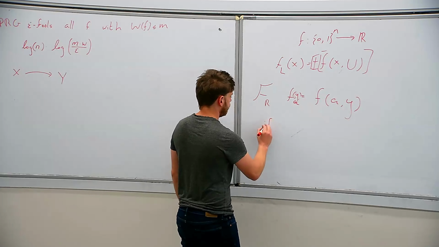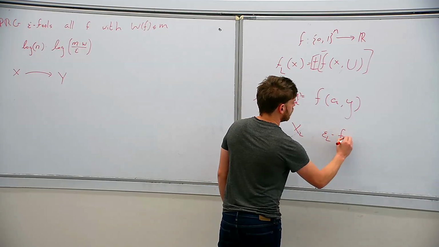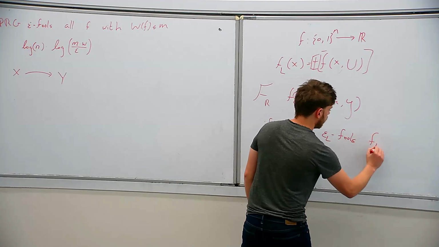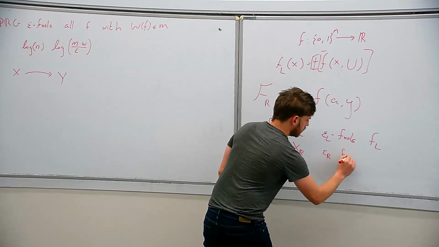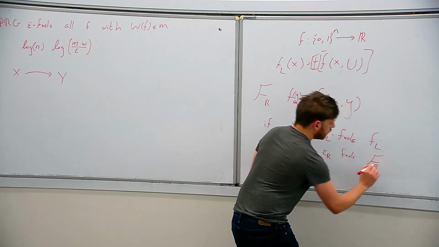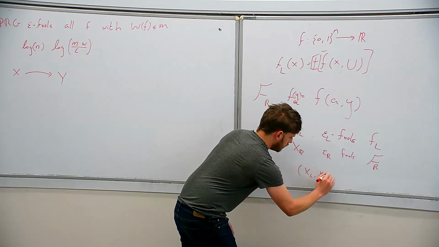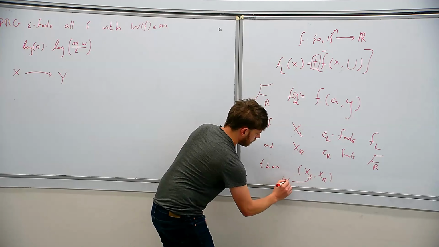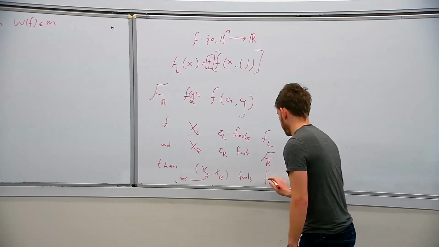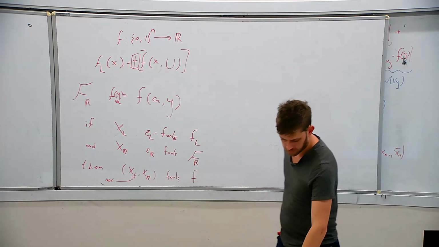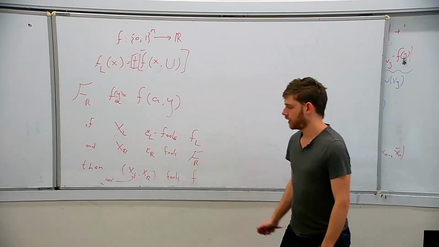So if XL epsilon-fools FL, and XR epsilon-fools the family FR, then XL, XR, when these are independent, fool F. This is what we want to fool first, and then we'll have to take care of the correlation between XL and XR.